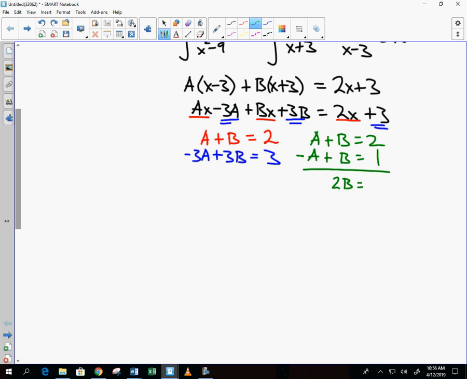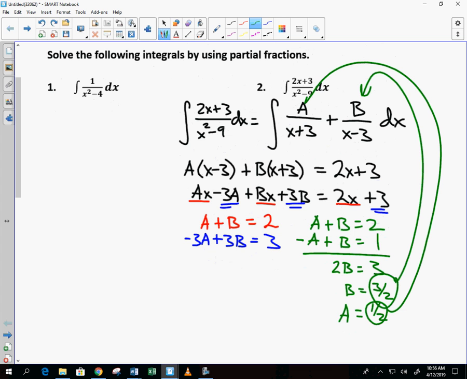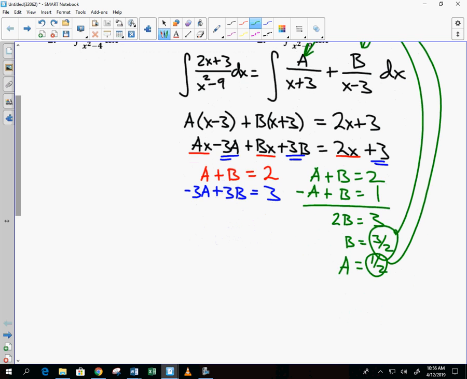2b equals 3. So b is 3/2. So how about a? 1/2. It's important to know where they came from. 3/2 or b goes right there, whereas 1/2 goes right there.